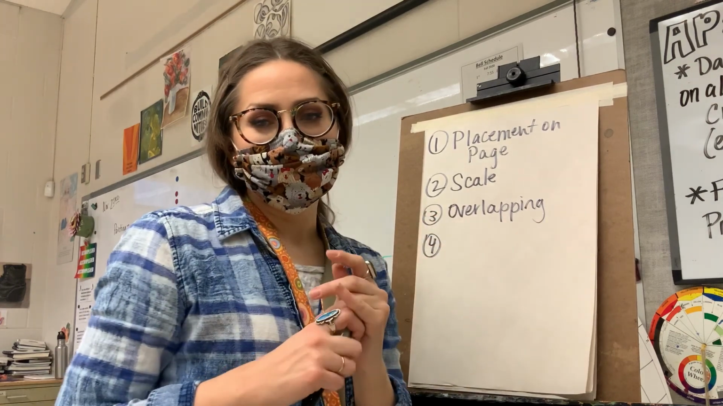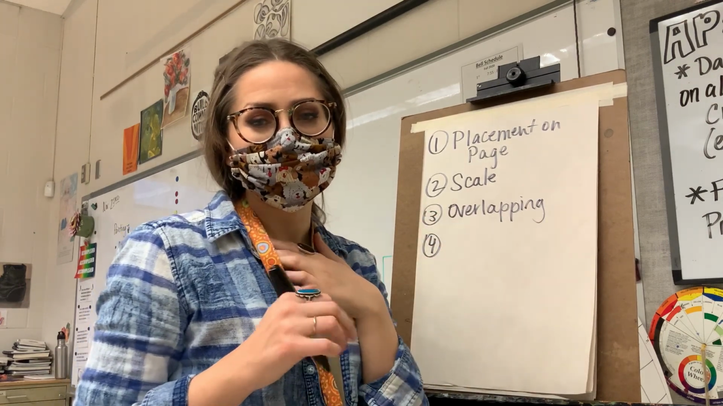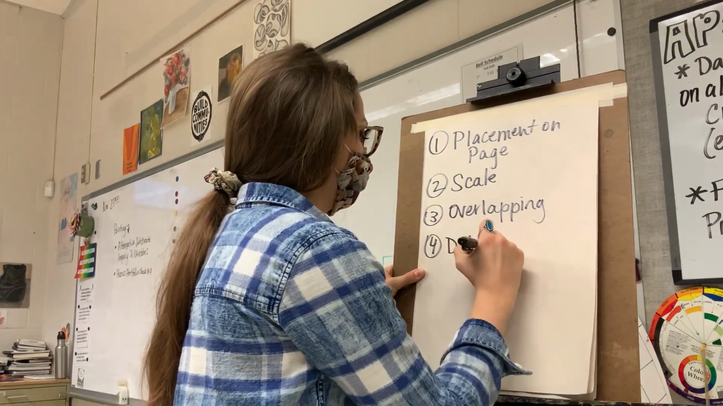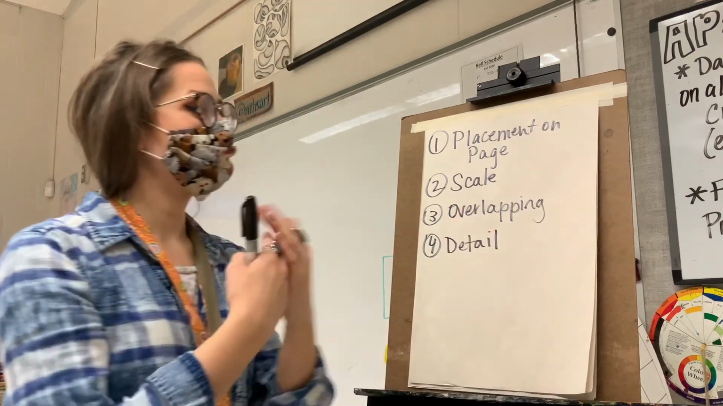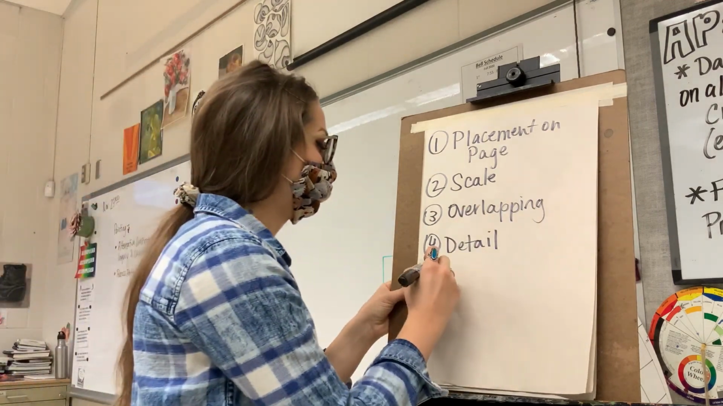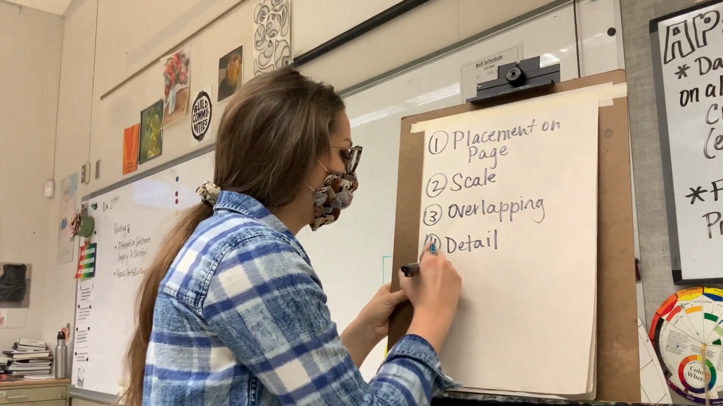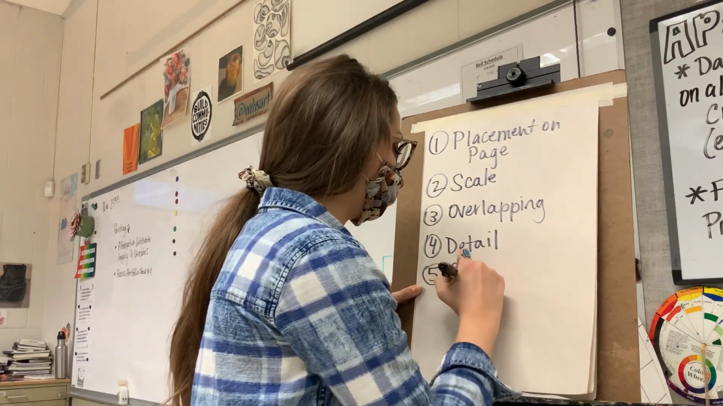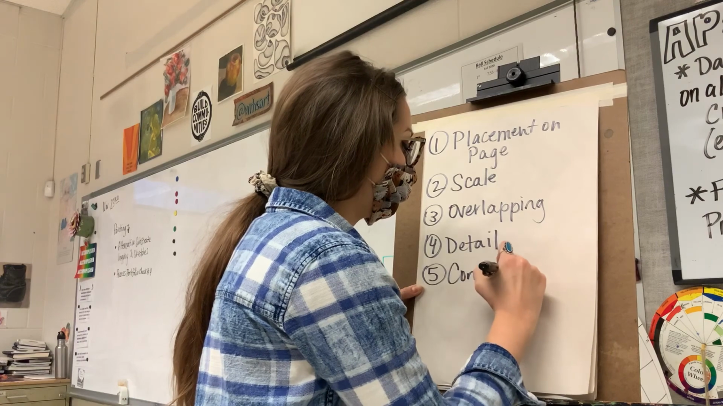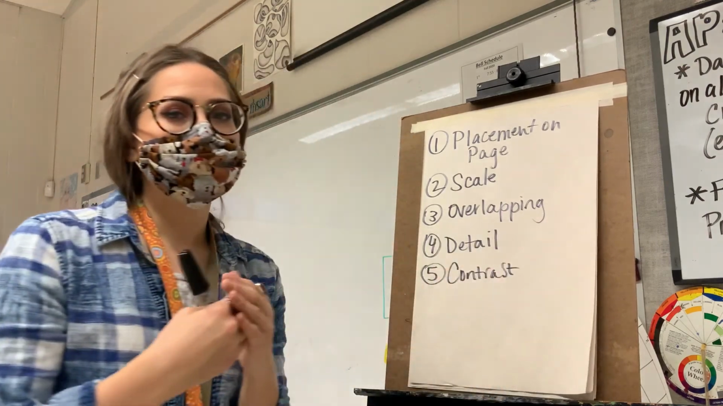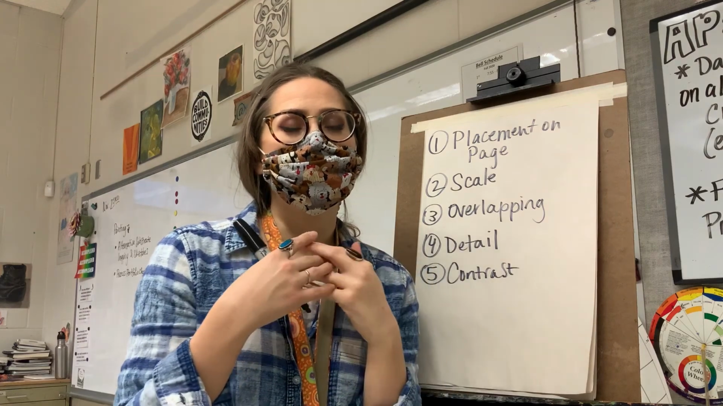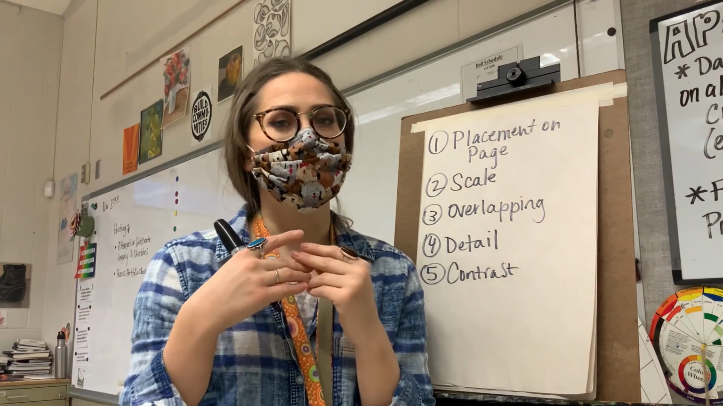The fourth thing that we're thinking of is detail. So the things that are closest to us should have the most detail. And likewise, this goes pretty hand in hand, we're thinking of contrast. So the brightest colors, the most contrasting values, those things are always the things that are closest to us.